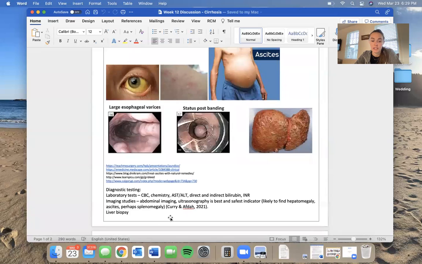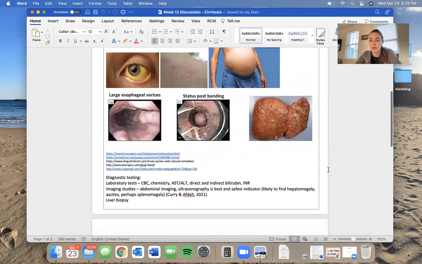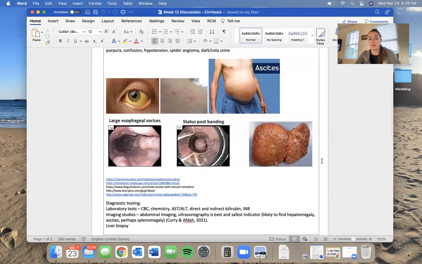You do abdominal imaging for diagnosis. Usually they do ultrasonography because it's the best and the safest. It's one of the easiest ways to find hepatomegaly, ascites, and maybe splenomegaly, and it doesn't expose the patient to any radiation. And then to determine the grade of liver disease, the patient will require a liver biopsy. Also, something to mention is liver disease or cirrhosis can be caused by hepatocellular carcinoma, which is a cancer of the liver, and that would also be found in a liver biopsy.